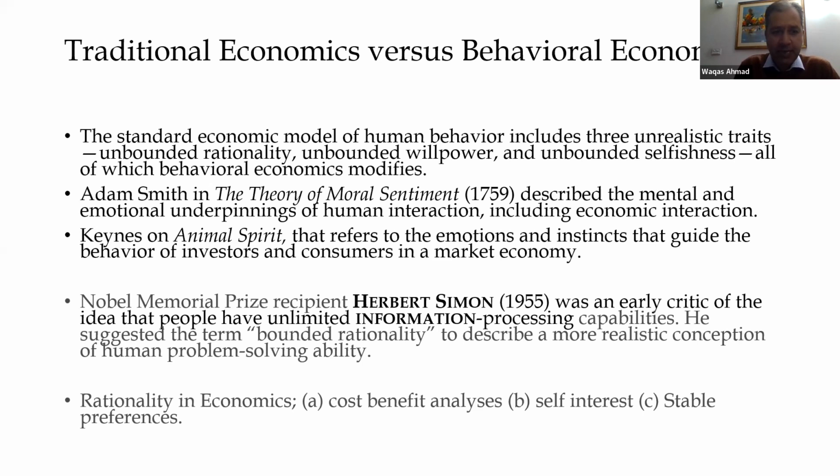But properly, in a formulated way, the first one who highlighted the limitations of the traditional model was Herbert Simon. He later won the Nobel Prize. In 1955, he was the early critic of this idea of unlimited information processing capabilities.